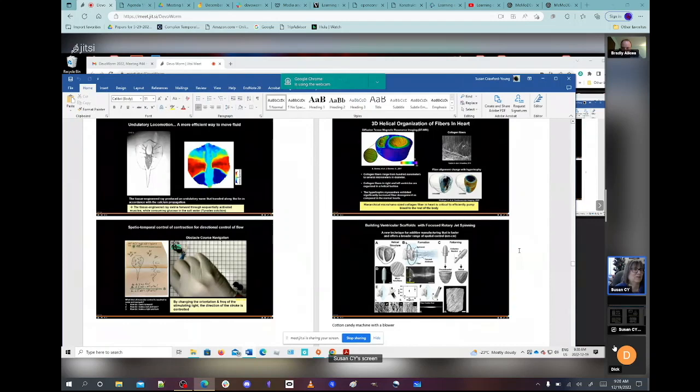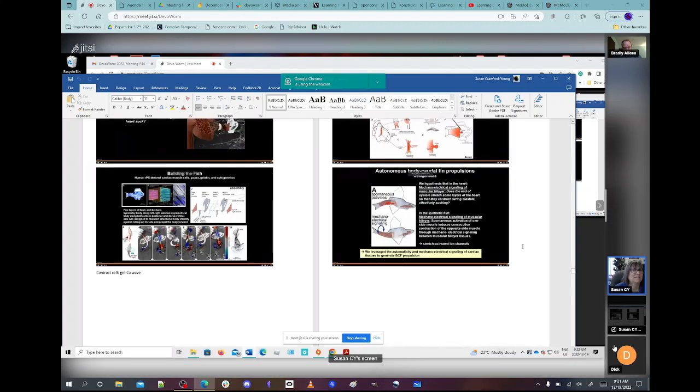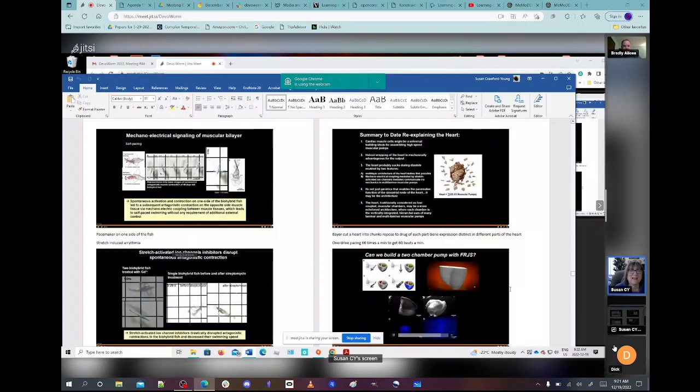And then they made a fish that swam. Here's the fish. And the guy said he visited aquariums. So maybe that's why all of that. Anyway, they're working on making the whole heart, actually. So that was good. And then this is the next one.